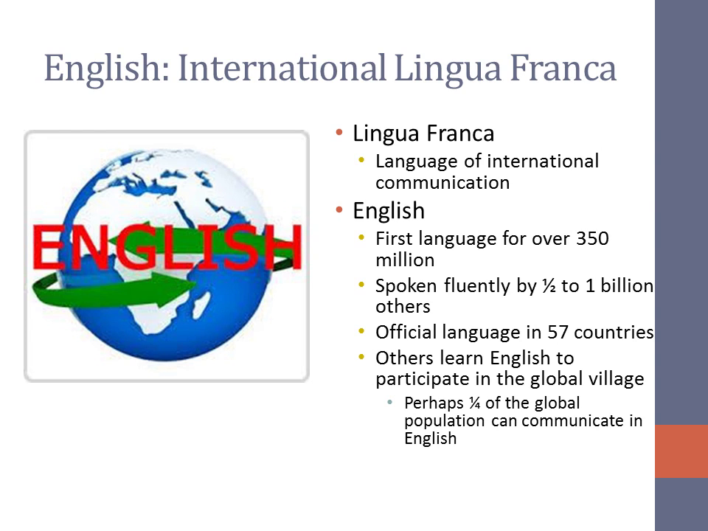English is the first language used for 350 million speakers. It's spoken fluently by an additional 1/2 to 1 billion others, and it's the official language in 57 nations. Others learn to speak English so that they can participate in the global village. So perhaps a quarter of the global population can communicate in English.